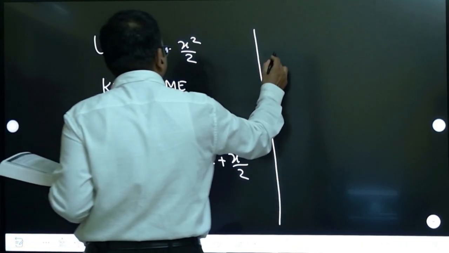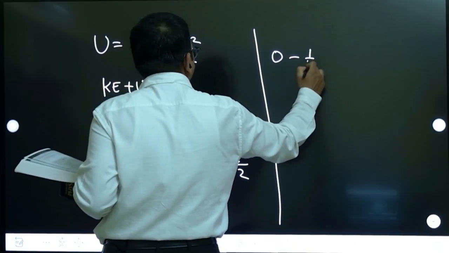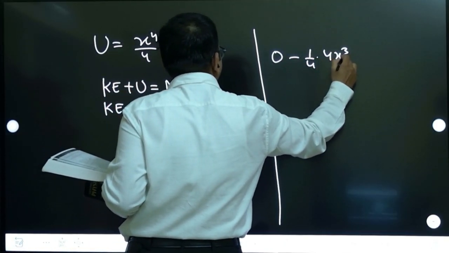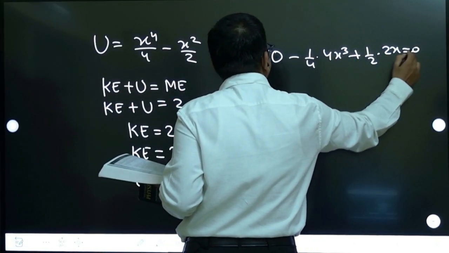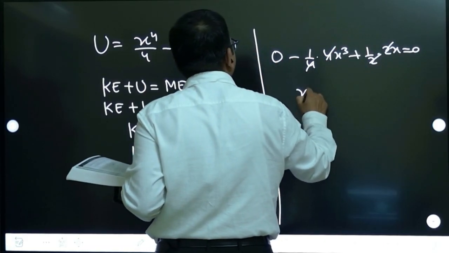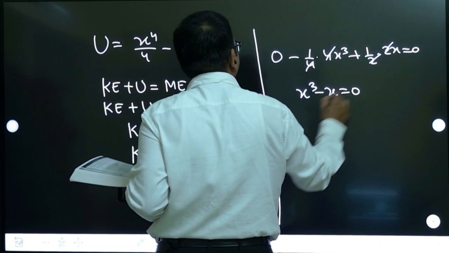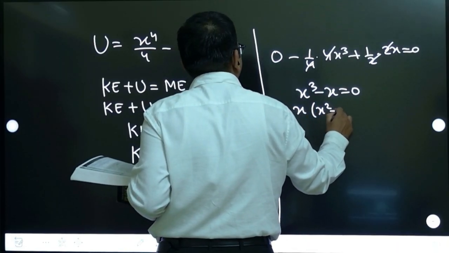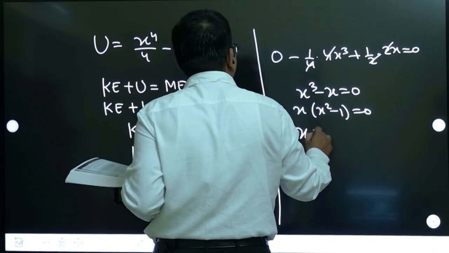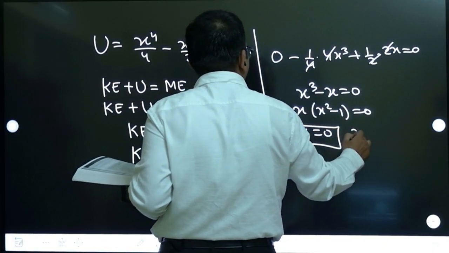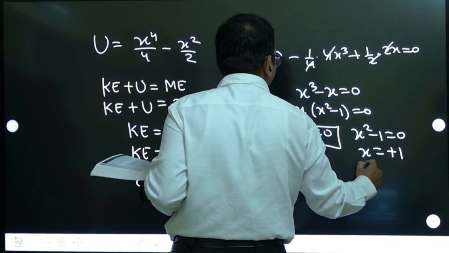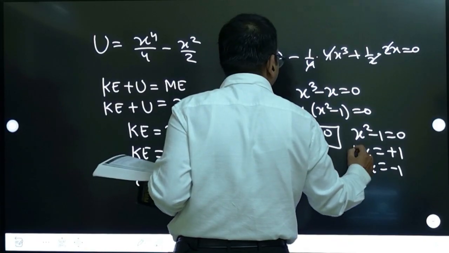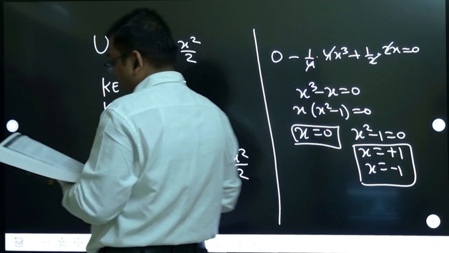So we are trying to solve this. Differentiation of 2 is anyway 0, minus 1 by 4 into 4x cube plus 1 by 2 into 2x is 0. The 2s cancel. x cube minus x is 0. x times (x square minus 1) factors. x is 0 is one solution. x square minus 1 is 0, so x can be plus 1 or x can be minus 1. These are the total three solutions.